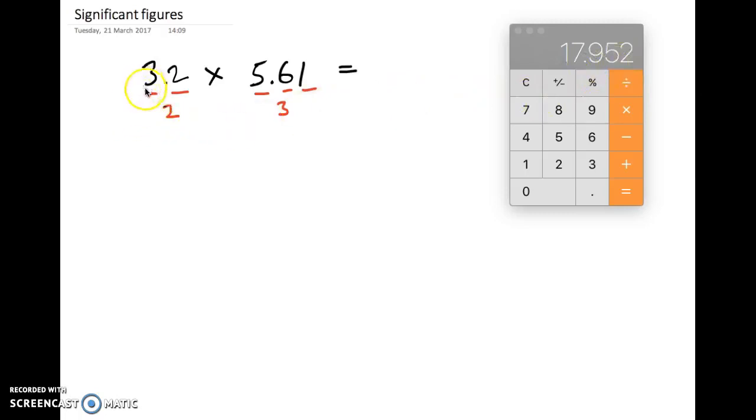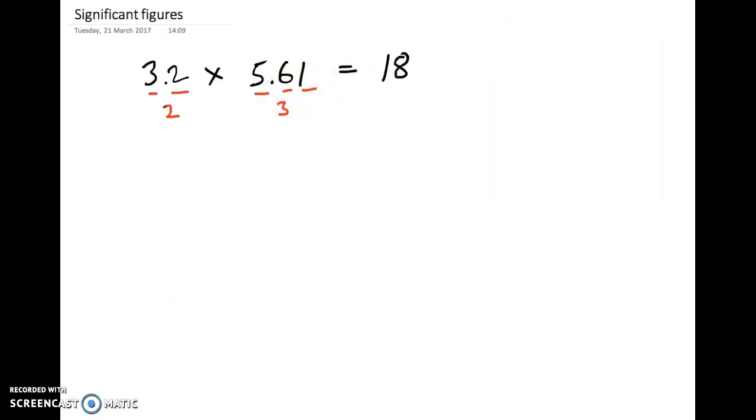Now if you wrote this down, it is incorrect in terms of significant figures, because the rule is you look at the number of significant figures in your raw data, and the number of significant figures in your answer must be the same as the smallest number of significant figures in your raw data. So in this case we've got two significant figures here, three significant figures here, so our answer can be to no more significant figures than 2. So we round this to 18. 18 obviously has 2 sig figs.